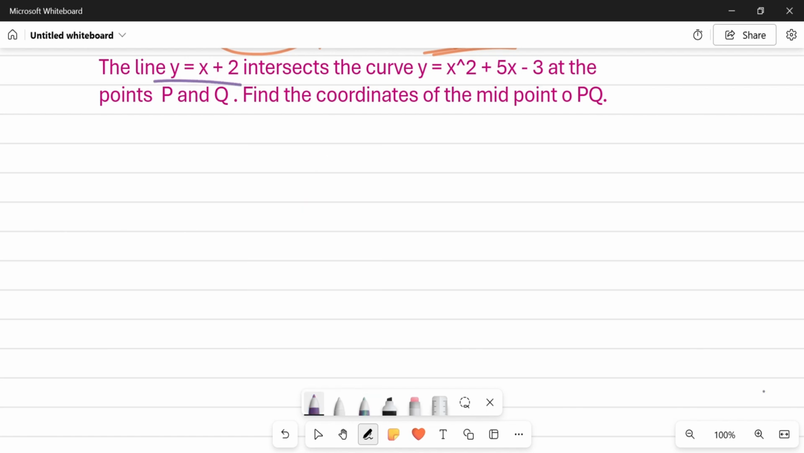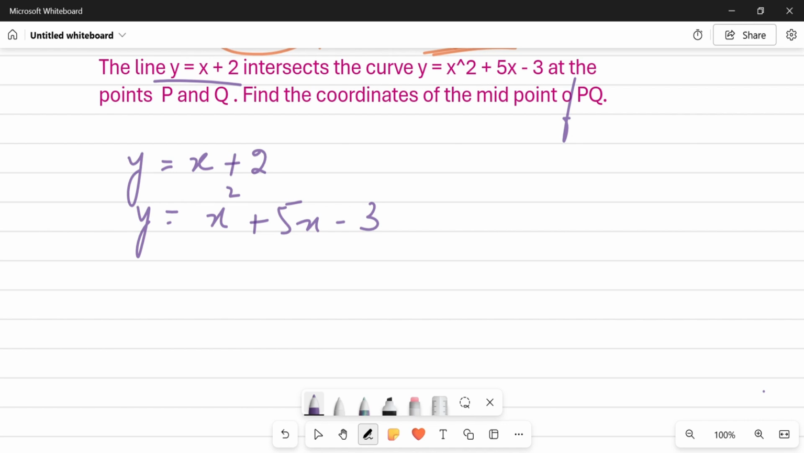See here, y is x plus 2. Intersect means that the curve y equals x squared plus 5x minus 3, and the other y value is x plus 2, at the points P and Q. Which points have they cut? They cut at P and Q. What do we need to find out? We need to find the coordinates of the midpoint of PQ.